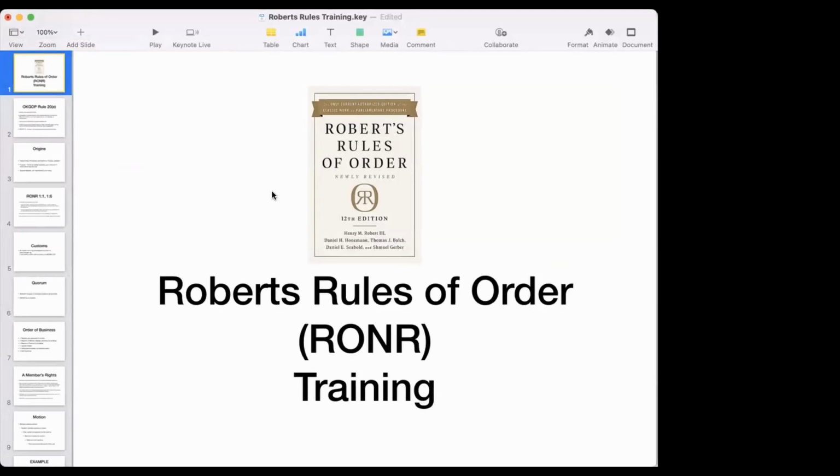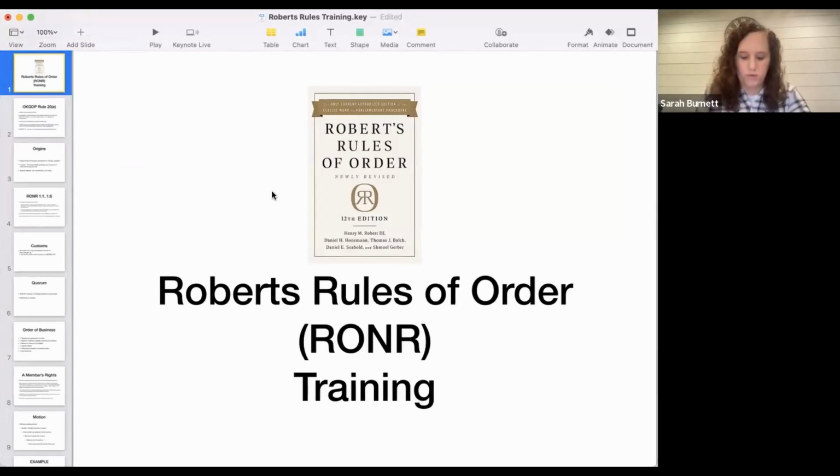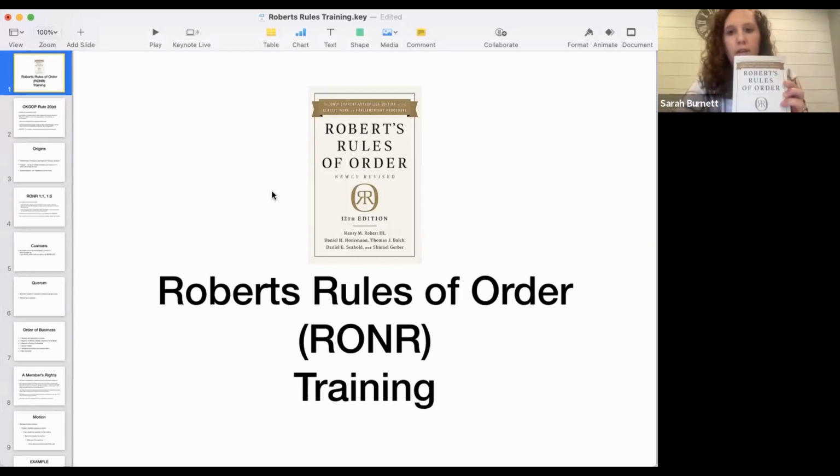This is the initial training on Robert's Rules of Order. So I'm going to cover the main concepts and chapters. This is the book, the current version. So the Roberts family, Robert was a general from the 1800s, and his family still owns the copyright on this, and they revise it every few years.